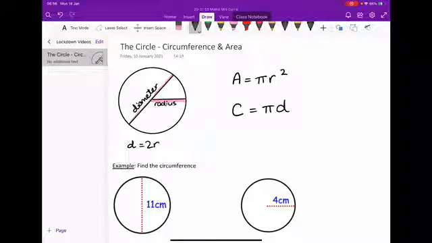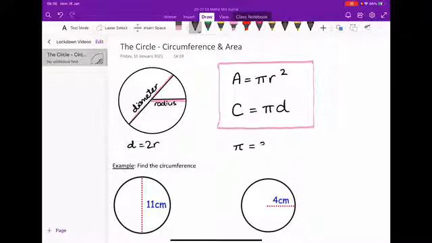Okay, and we have our two formulas here for area and for circumference. For the purpose of this exercise, I'm going to use the pi button on my calculator, but if you are not using a calculator, you can choose to use the approximation for pi, which we take as 3.14.